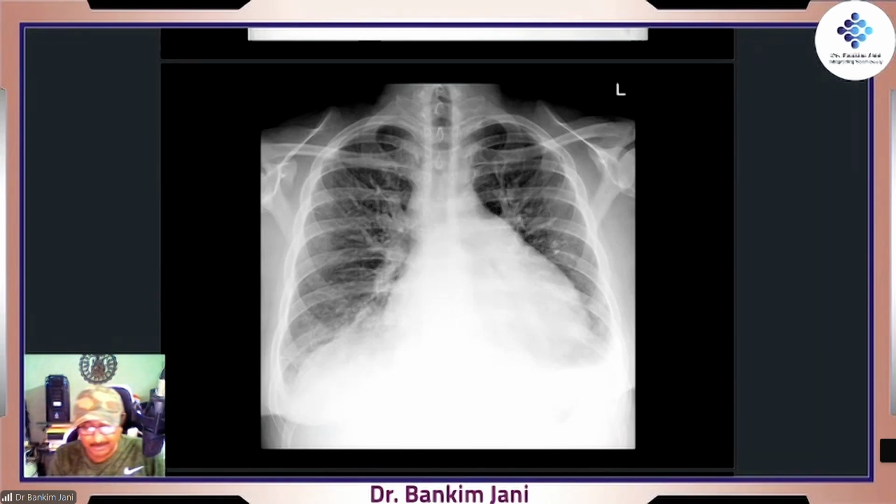Come to this case. Cardiomegaly. That's right. Many of you said cardiomegaly, right? There is massive enlargement. But over here, can you keep it like that?